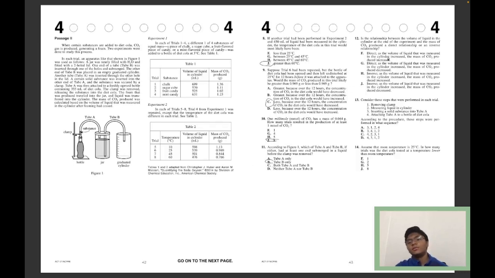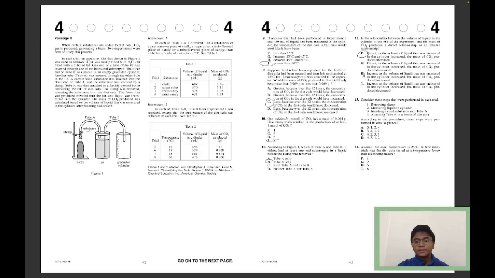Is the relationship between the volume of liquid in the cylinder at the end of the experiment and the mass of CO2 produced a direct or inverse relationship? Well, if I look here, as my volume is decreasing, my mass is also decreasing. Okay, so we have a direct relationship. Between F and G, as the volume of liquid increased, the mass of CO2 produced increased. Yes, as my volume increased, my mass increased. So the answer should be F.